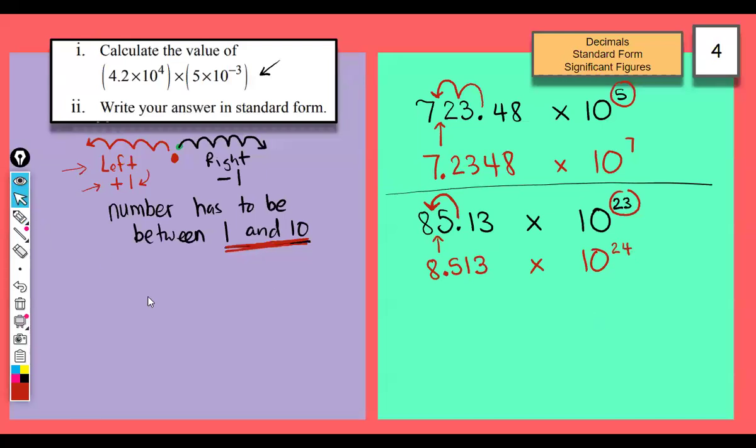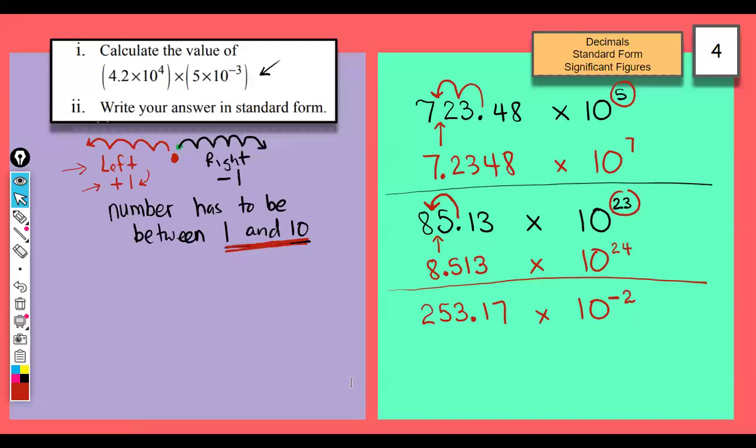Let me try one now with a trick in it. Let me say we have 2253.17 multiplied by 10 to the power, let me call it -2. What would be the answer for that one if we were to put it in standard form? Notice you start off with a negative power over the 10. Let's see what you guys come up with.